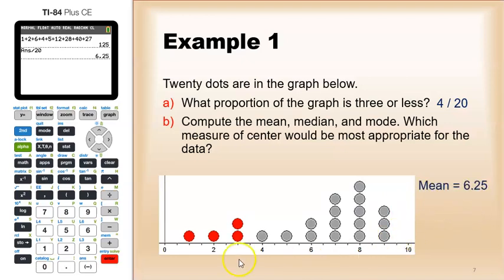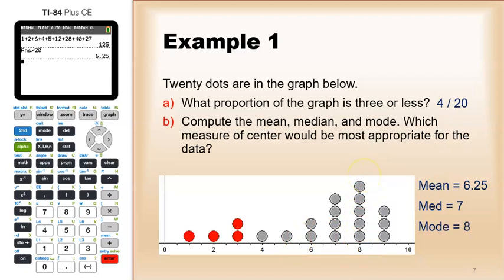As for the median, the median is the halfway mark, so there are 20 dots. So let's see where the 10th one is. 1, 2, 3, 4, 5, 6, 7, 8, 9, 10, and 11. So the 10th and 11th dots are right here, so it looks like the median is going to be a 7. The mode is going to be the value where the most dots are, so the mode is going to be right here at 8.